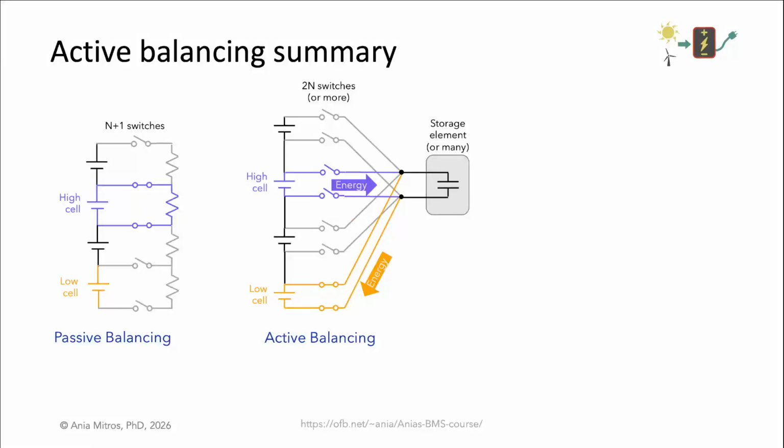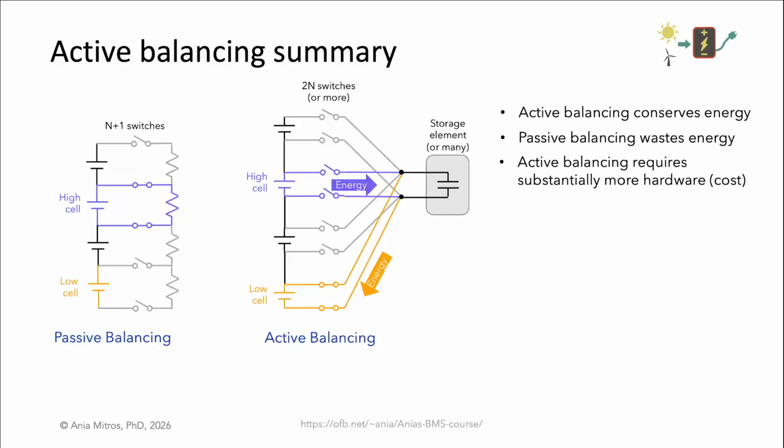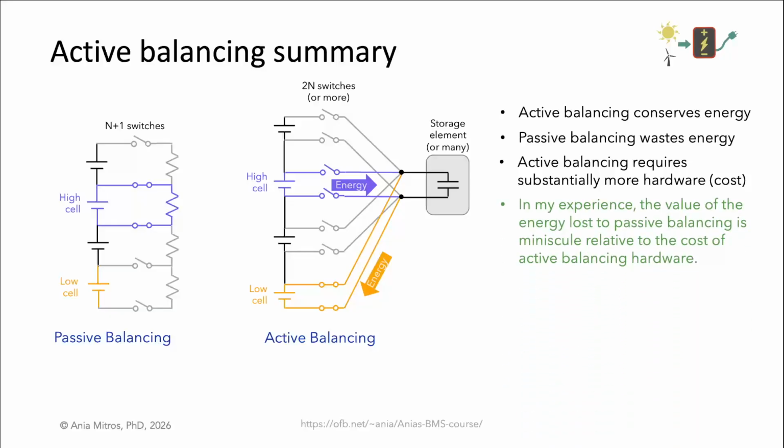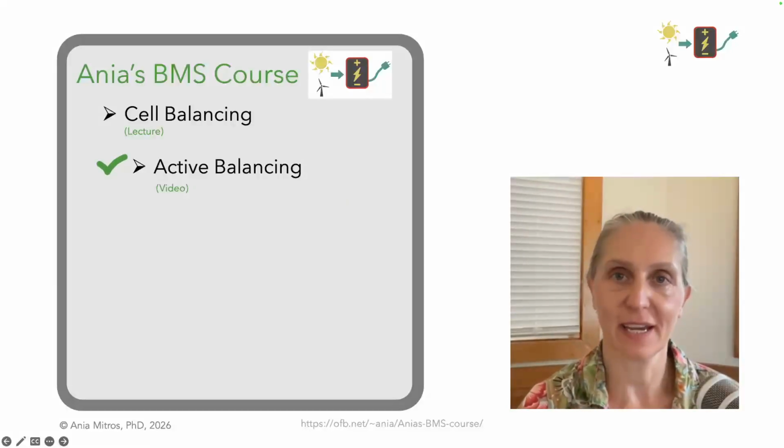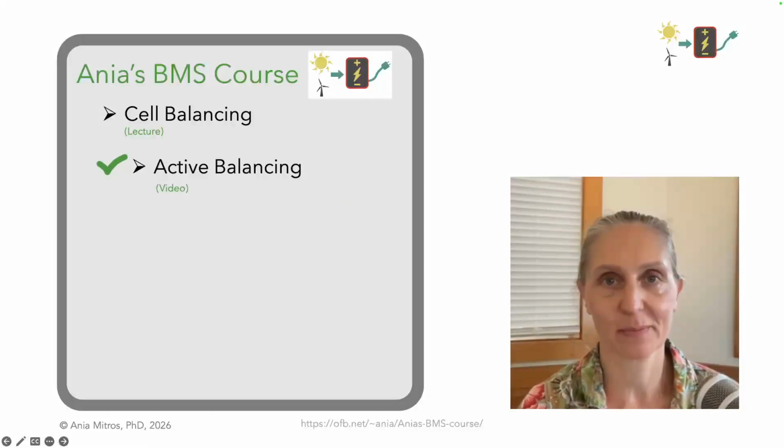Let's summarize. Active balancing conserves energy, but requires more complex and thus expensive circuitry. In my experience, the value of the energy lost to passive balancing is quite small relative to the cost of active balancing hardware. This is the end of the video on active balancing in the cell balancing lecture.